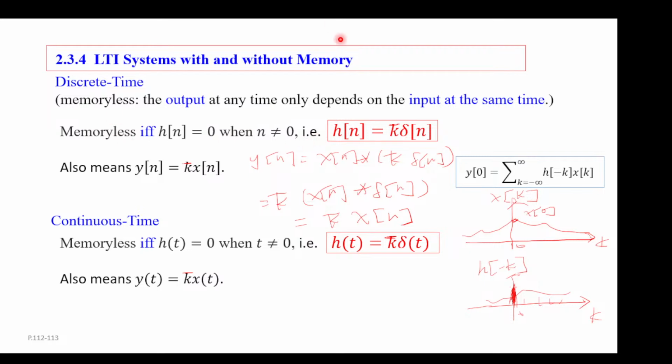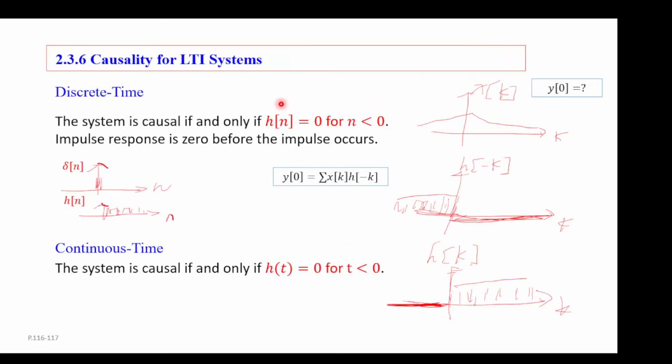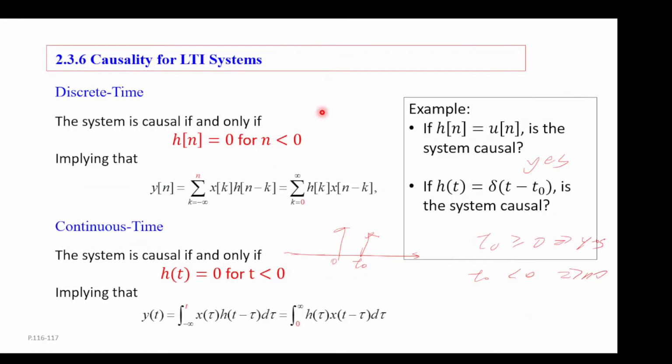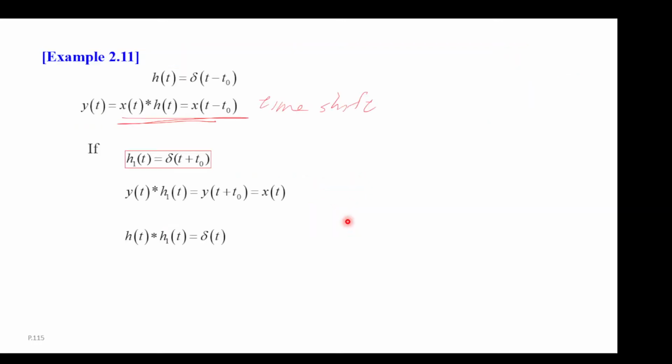We see that if the system is memoryless, then its impulse response must be some constant times the delta function. If an LTI system is invertible, then its impulse response must also be invertible in this way. There must be an inverse of this impulse response, such that if you convolve this inverse of h with your original h, it goes back to the delta function, which is the impulse response of the identity channel.